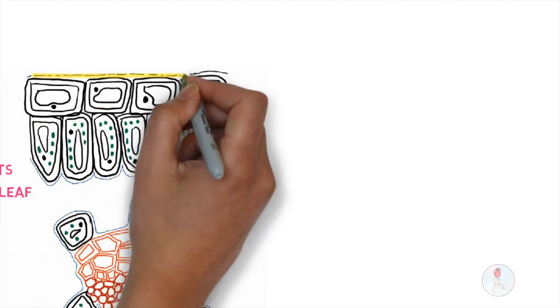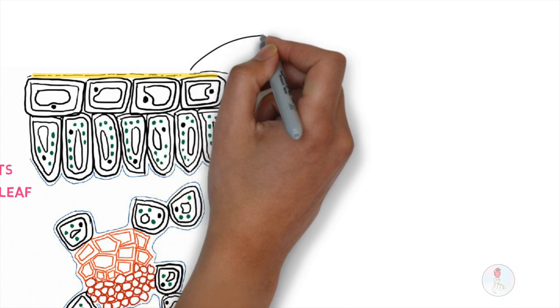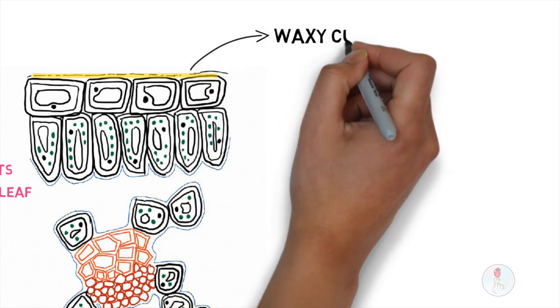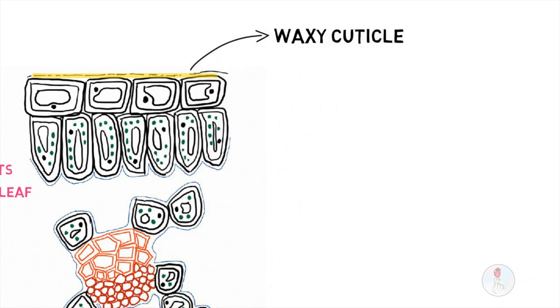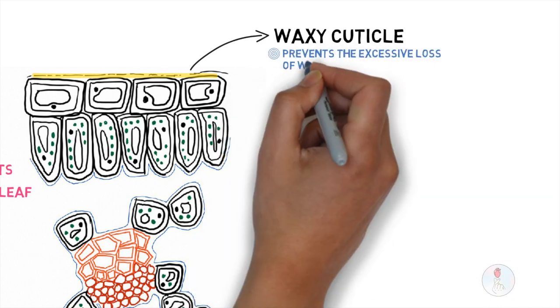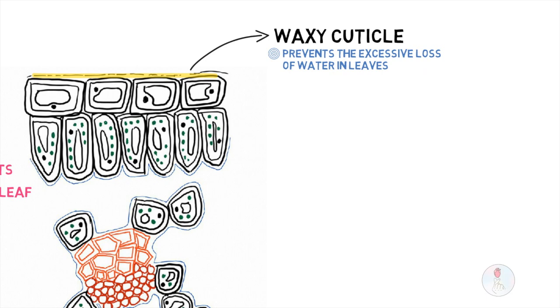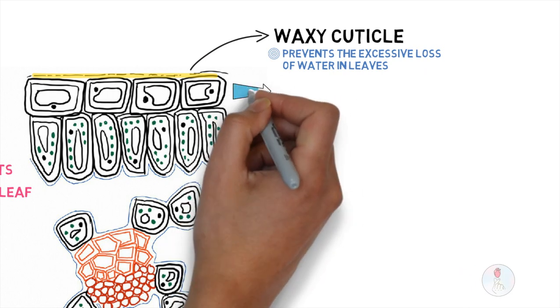Let's begin! What you see here is the upper surface of the leaf. It has a protective layer known as waxy cuticle. The waxy cuticle prevents the excessive loss of water in leaves. Try touching a leaf the next time you're out at the park to see if you can feel this layer.